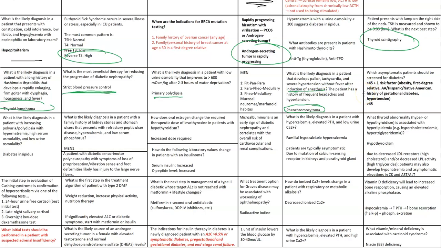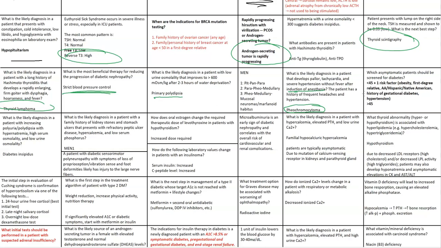Which asymptomatic patients should be screened for diabetes? Those less than 45 with 1 or more risk factors such as obesity, a first-degree relative, African American, Hispanic, or Native American ethnicity, history of gestational diabetes or hypertension, or anyone greater than 45.